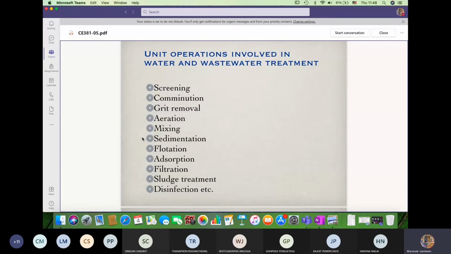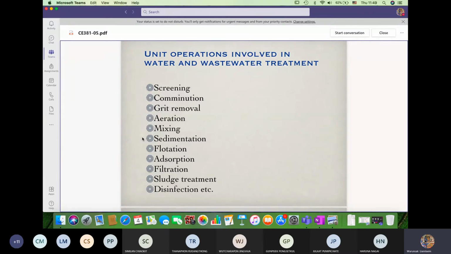Finally, the bubbles will bring the light particles to the top, or to the surface. Then we apply a skimmer to remove these light suspended matters from the surface. So we do the opposite for flotation, I mean, as compared to the sedimentation tank.